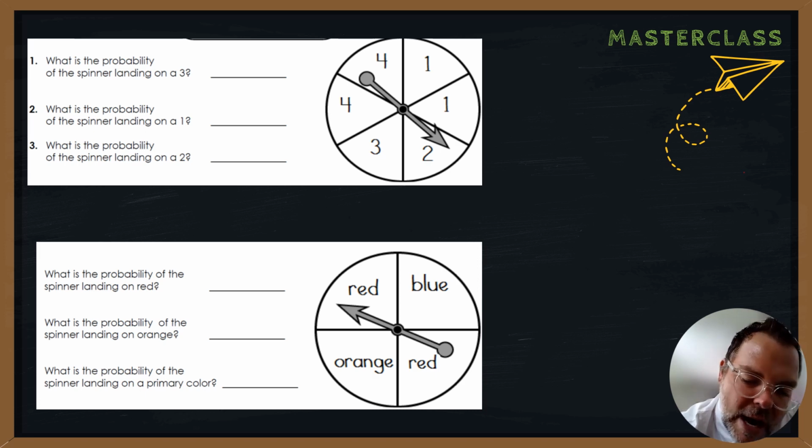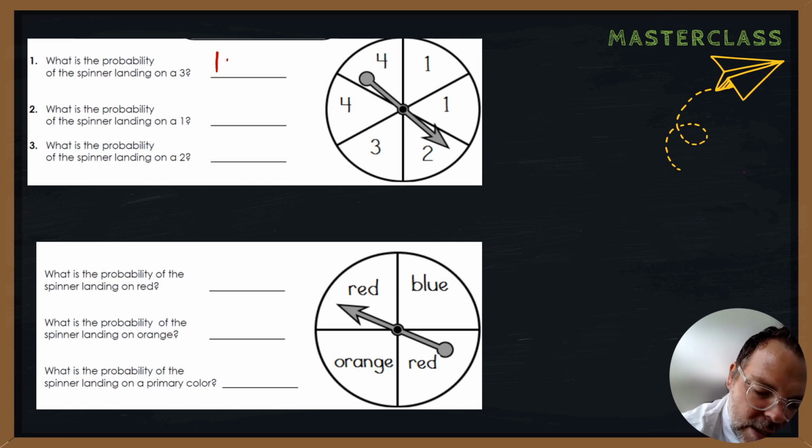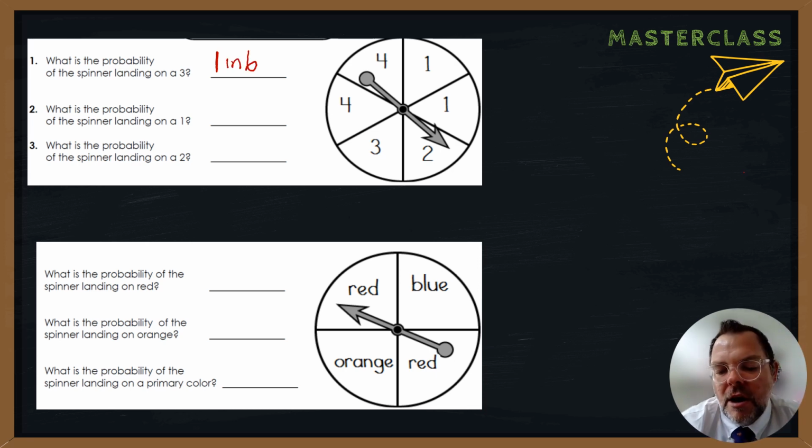Well, there is only one 3, all right? There is one 3, and there are 6 different sections of our spinner. So really, you've got a 1 in 6, okay? So you've got a 1 in 6. I know it says 4 there, you've got a 1 in 4 chance. However, because you've only got 1, it's 1 in 6. So what is the probability of your spinner landing on a 1?